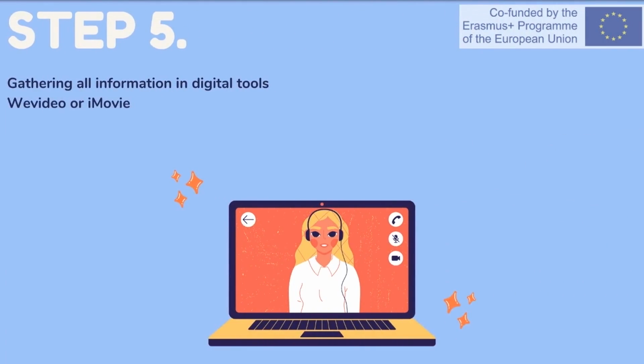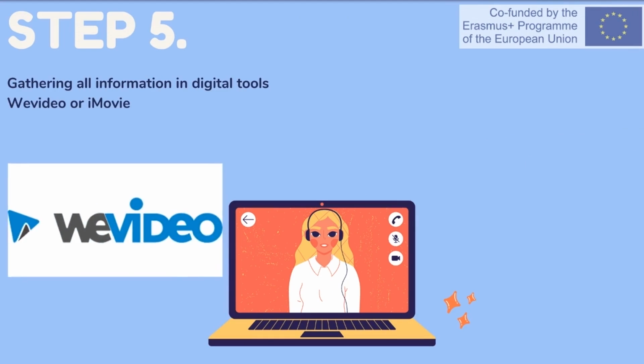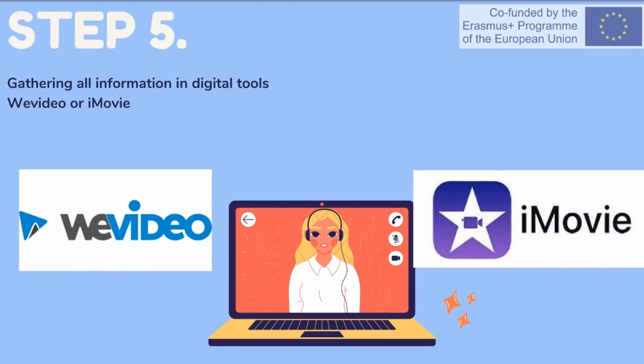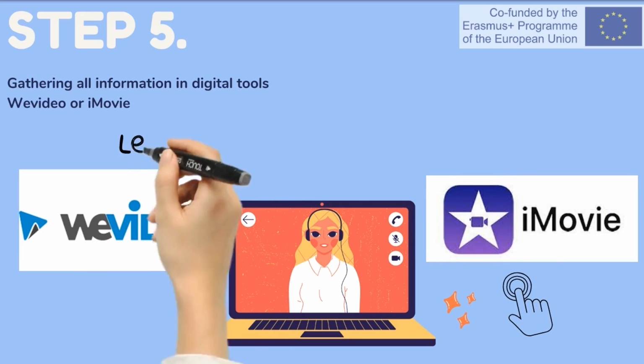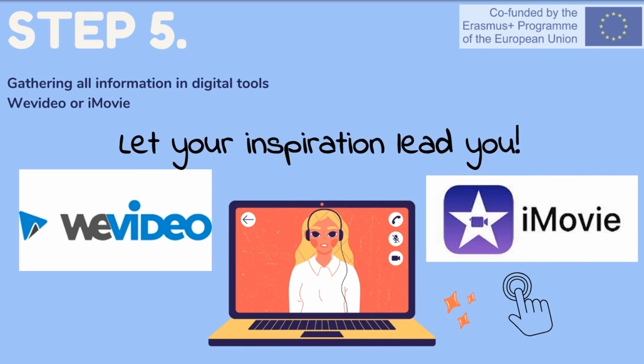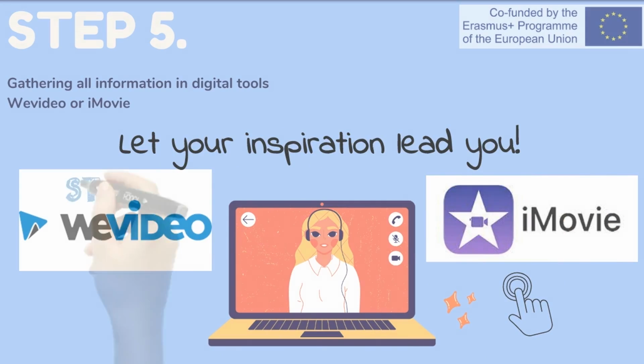Step 6. Gathering information in digital tools. Now is the time to combine everything, the story, images and music together using appropriate digital tools, like WeVideo or iMovie. During this stage, you can blend images, create a unique transition between video clips or images, and incorporate music or sound effects. Let your inspiration and imagination lead you.